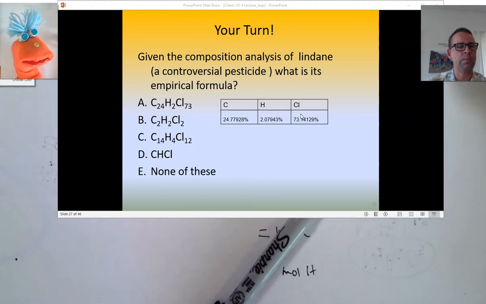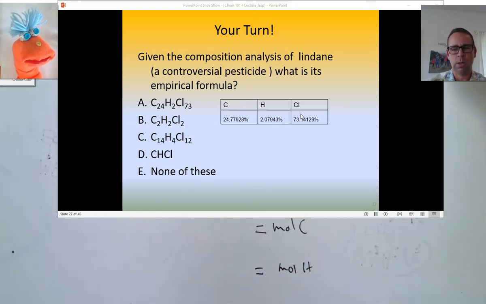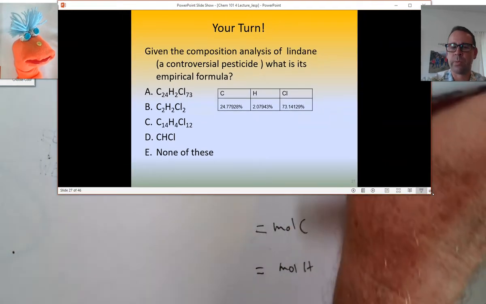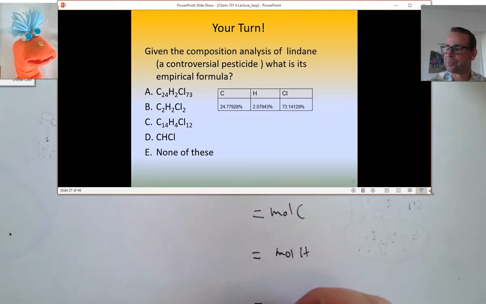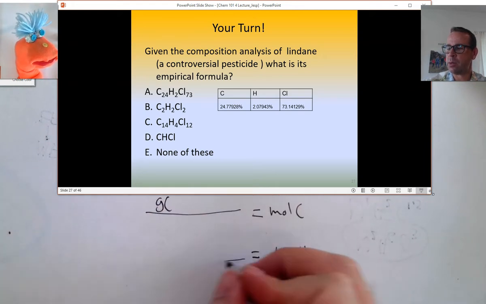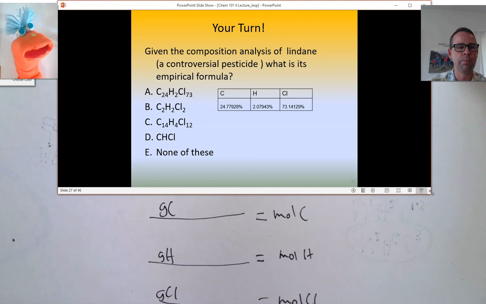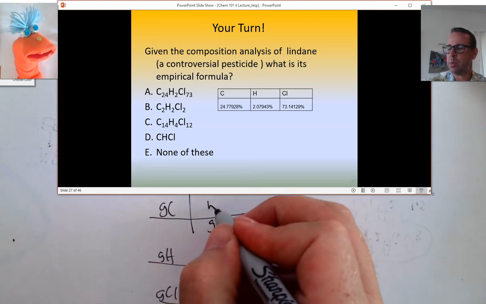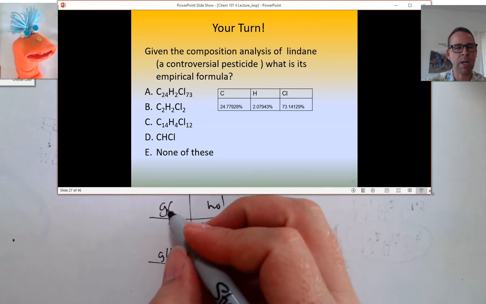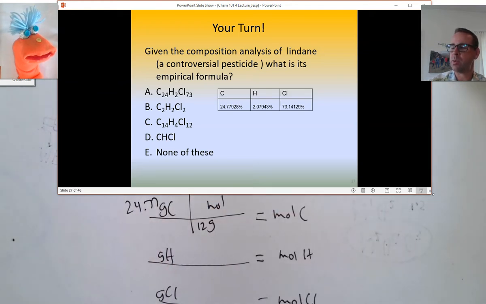Let's see, how am I going to get moles of chlorine? Oh yeah, so moles of chlorine, sorry. Let's go back up a little bit there. Okay. I can start with grams of carbon, grams of hydrogen, grams of chlorine, right? Yep. All right, so grams per mole, it's 12. So if I take my 24.77, I can divide that by 12 grams of carbon for every mole of carbon.